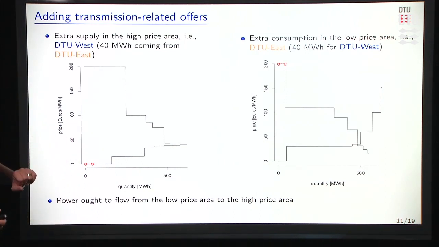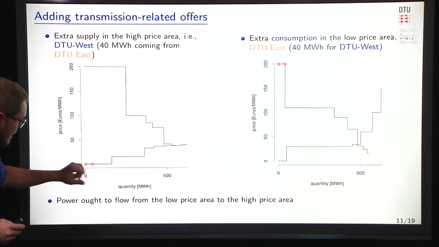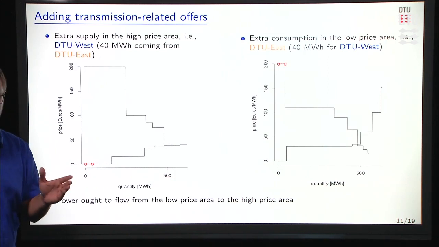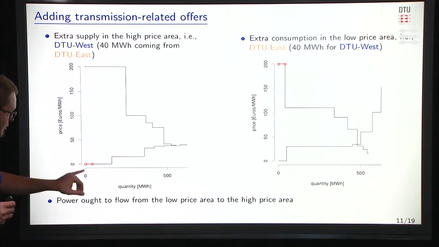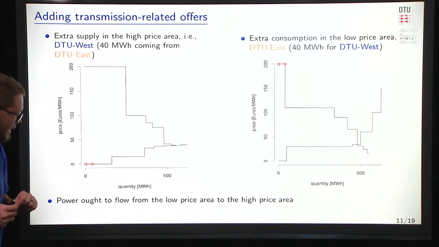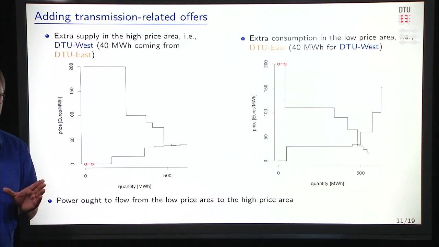On the high price area, we can then have extra supply, and this extra supply is actually coming from the other side through the cable. So we have 40 megawatt hours that is an extra supply offer, and it's prioritized. It comes first, so it comes at the lowest price in the market. Here the lowest price considered is 0, so we have this first 40 megawatt hours that represent the cable-related energy that comes into DK West.